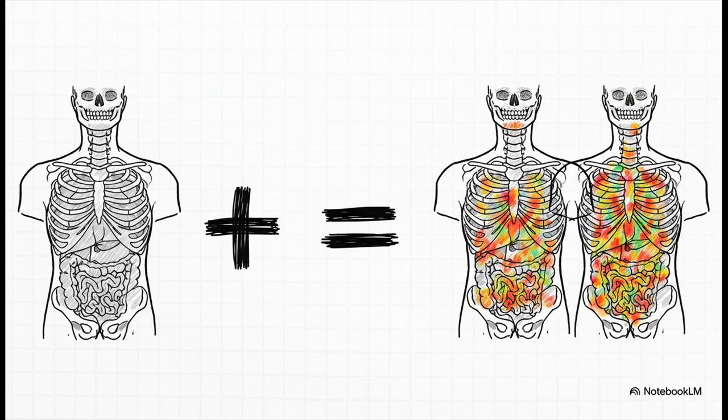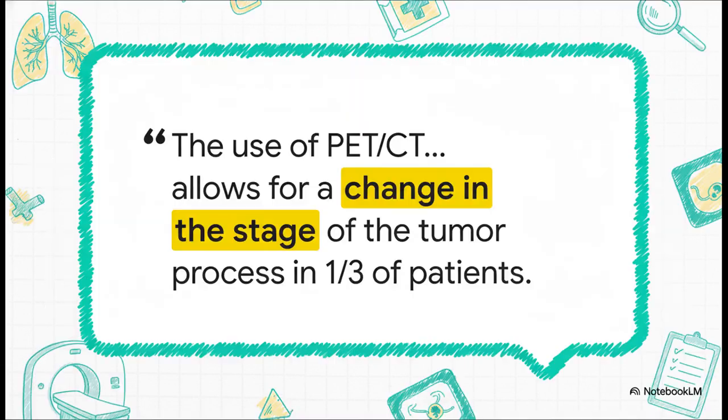And it is a seriously cool piece of tech. It basically combines two scans in one. You get the anatomical map from the CT, and then you get this functional imaging from the PET part, which lights up cells that are metabolically active, like cancer cells. And get this, this is why PET-CT is such a game changer.